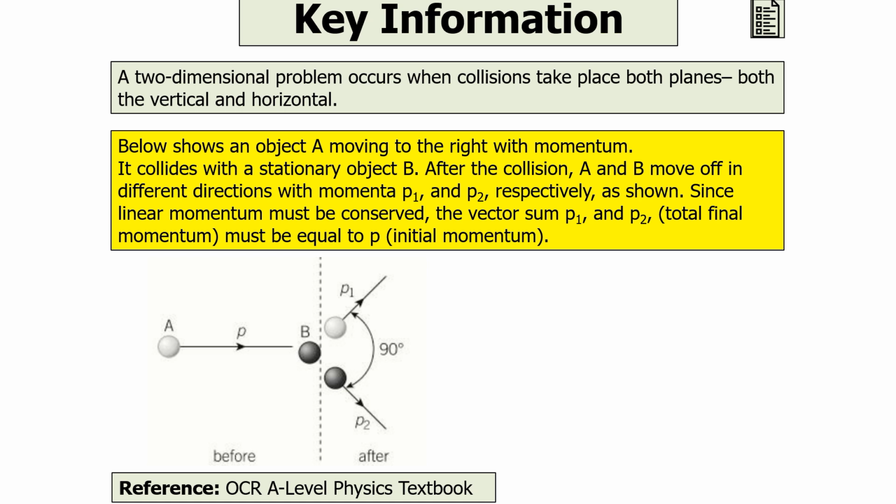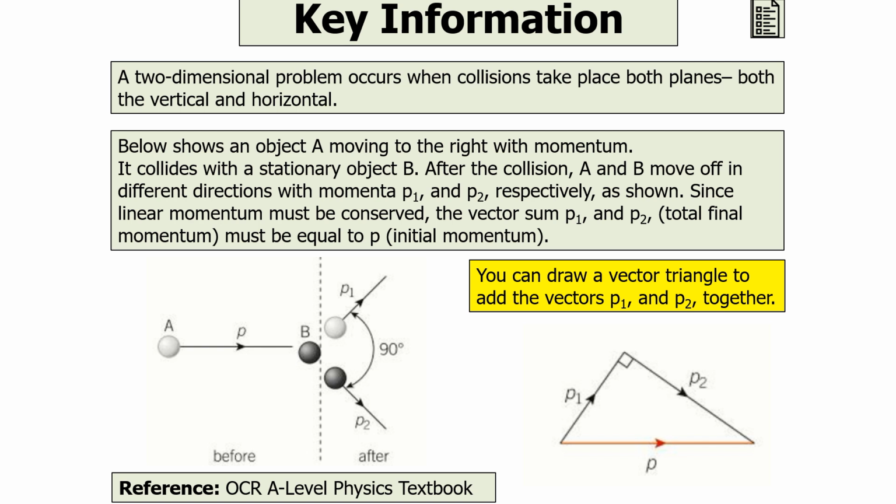Since linear momentum must be conserved, the vector sum of P1 and P2, the total final momentum, must equal P, the initial momentum. So what you can therefore do is draw a vector triangle to add the two vectors together, P1 and P2, and then work out your value from this.